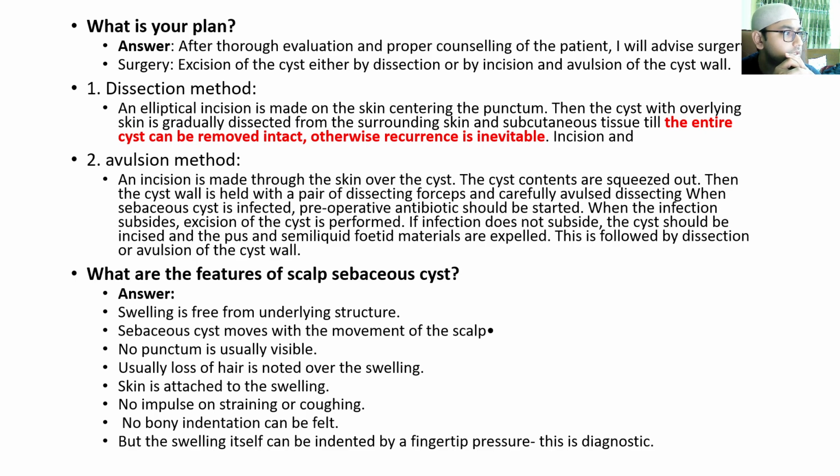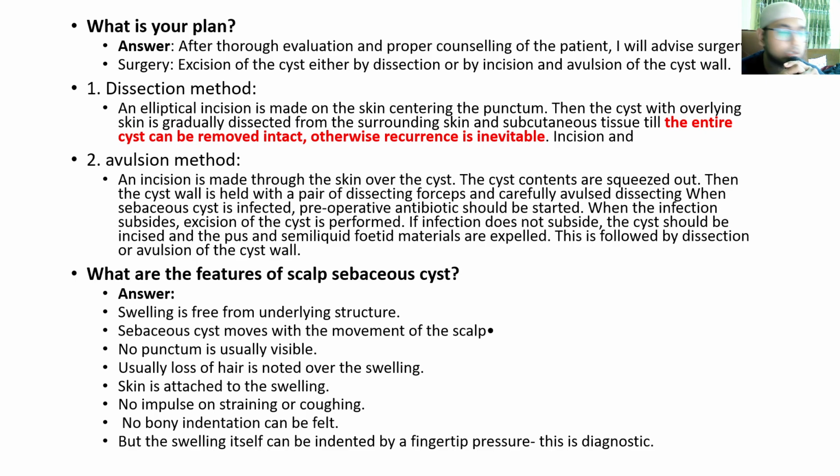In the avulsion method, an incision is made through the skin over the cyst, and the cyst contents are squeezed out, then the cyst wall is held with a pair of dressing forceps and carefully avulsed, dissecting. When a sebaceous cyst is infected, preoperative antibiotics should be started. When the infection subsides, the excision of the cyst is performed. If the infection does not subside, the cyst should be incised, and the pus and semi-liquid or cheesy, foul materials are expelled out. This is followed by dissection or avulsion of the cyst wall.